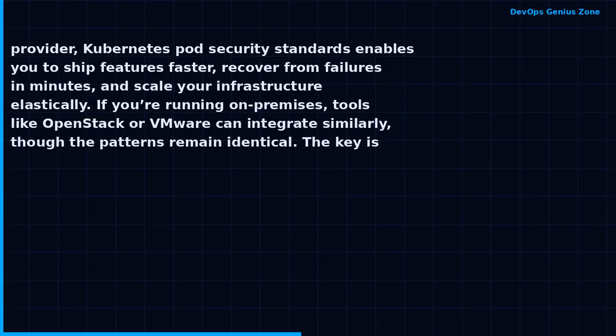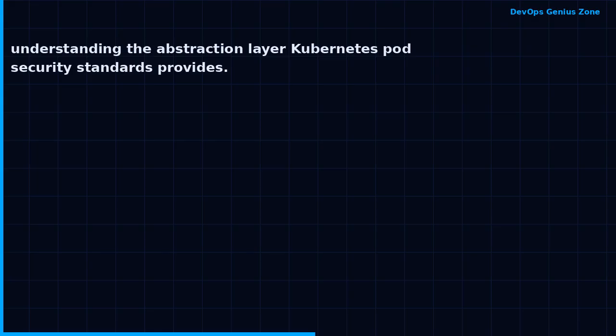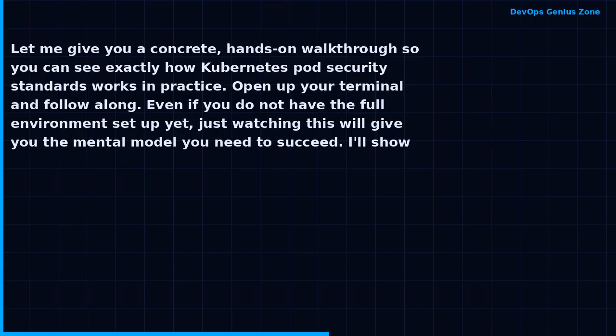If you're running on premises, tools like OpenStack or VMware can integrate similarly, though the patterns remain identical. The key is understanding the abstraction layer Kubernetes Pod Security Standards provides. Let me give you a concrete, hands-on walkthrough so you can see exactly how Kubernetes Pod Security Standards works in practice. Open up your terminal and follow along. Even if you do not have the full environment set up yet, just watching this will give you the mental model you need to succeed.